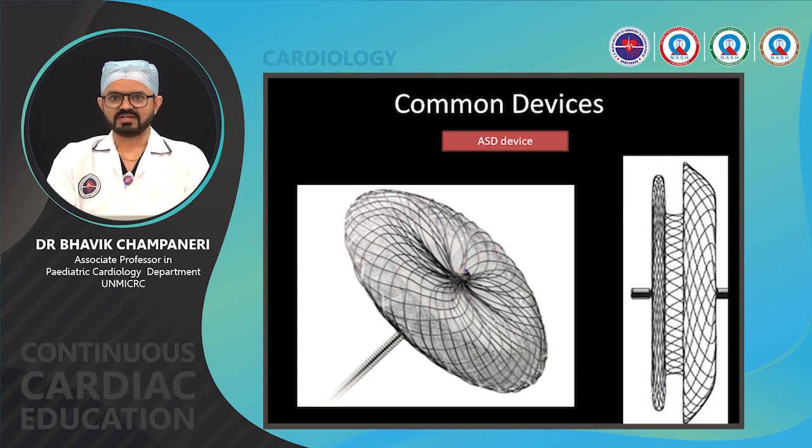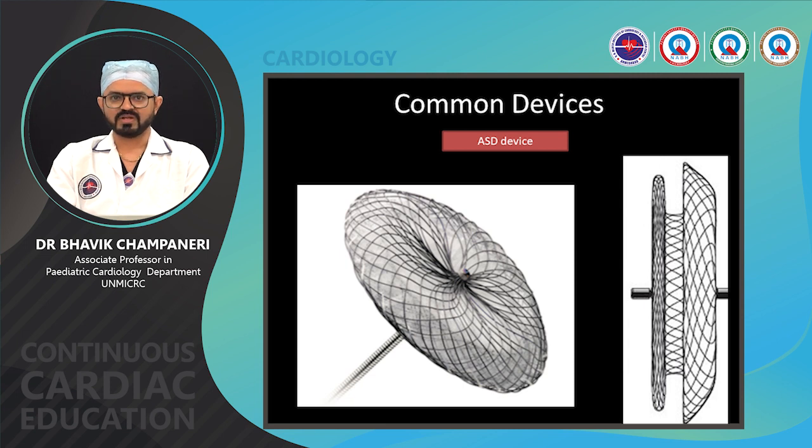This device, as you can see, is a metal device made of a nitinol mesh. It has two membranes inside. These are PTFE membranes to allow clotting of the blood. So here you can see an atrial septal defect septal occluder.